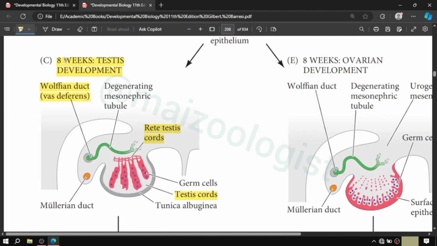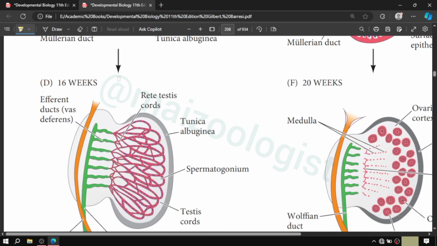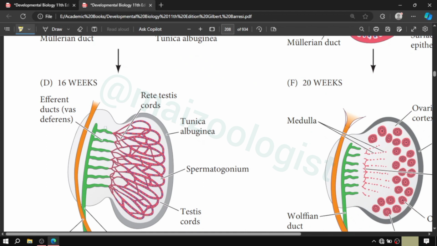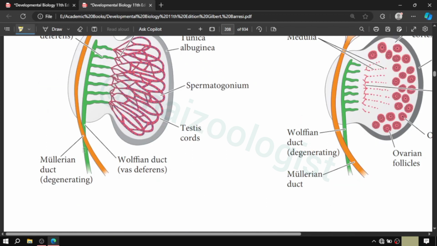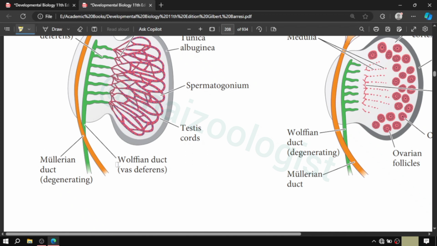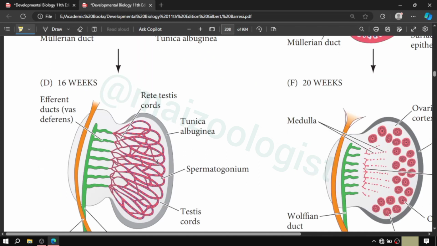So here we have the 8th week embryo of a male, and then in the 16th week we can see that this Mullerian duct, the yellow one, is going to get degenerated. However, this Wolffian duct is going to differentiate into the vas deferens and the efferent duct. Here we can see the vas deferens, the tubules that are going to take these sperm outside of the body via the urethra.